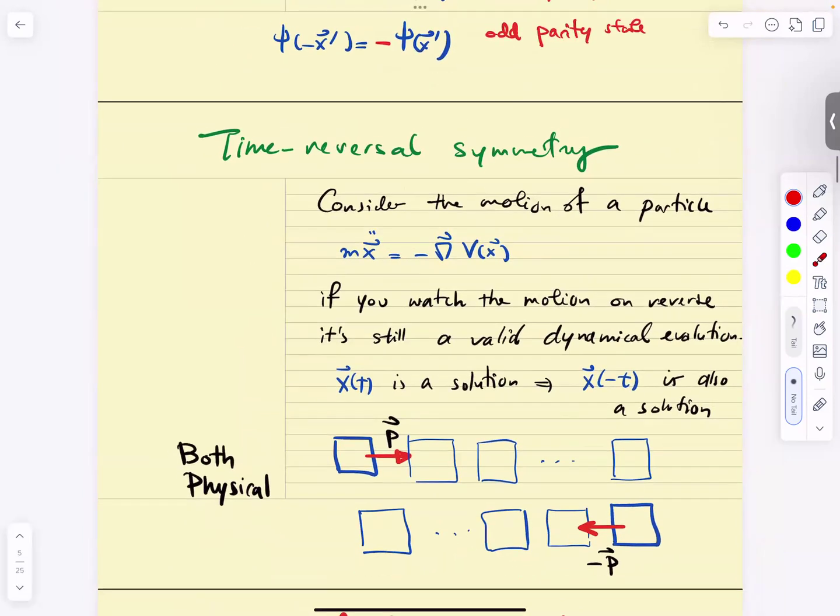All right, so today we're going to talk about two other discrete transformations that we mentioned last time. One of them is time reversal. I'll have to first explain what it is. And then the other one is lattice translations.